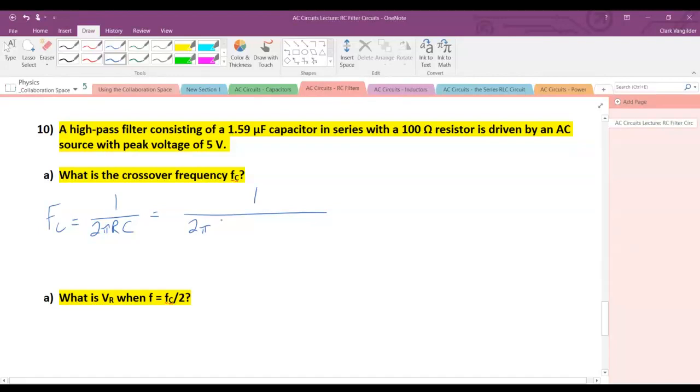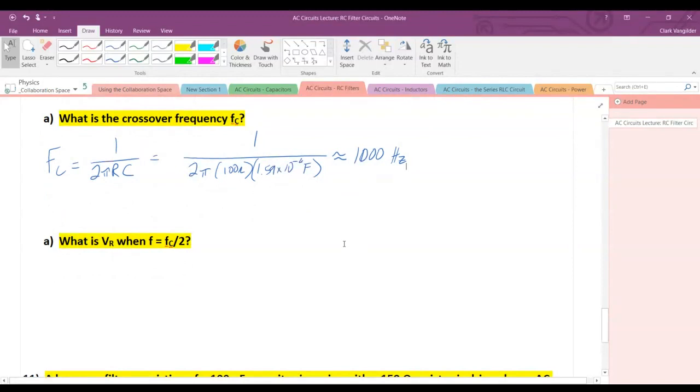Anyways, back to the problem here. So 100 ohms for the resistance value, 1.59 times 10 to the minus 6 farads. And that would give me 1,000 hertz. It's almost like it was planned that way. There you go. So that's the crossover frequency, 1,000 hertz.